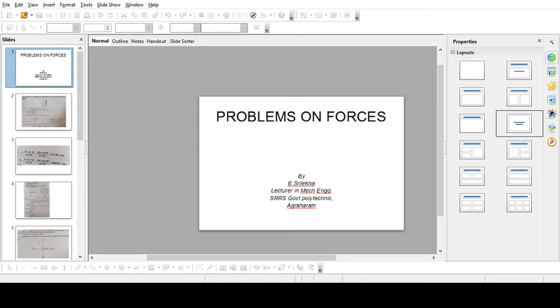Next problem: a particle is acted upon by forces P, 2P, 3 root 3P, and 4P. The angles between the first and second, second and third, third and fourth are 60, 90 and 150 degrees respectively. Find the magnitude and direction of the resultant. So now I have to denote these forces. So let us draw the x and y coordinate reference lines.